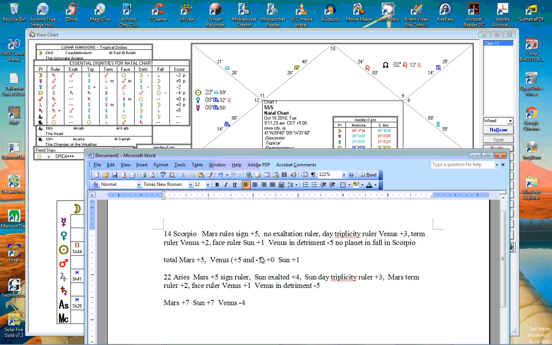Venus is interesting because she's got multiple dignities and debilities. So she's +3 for triplicity, +2 for term, so it's +5, and then in detriment -5, so she's overall 0. Okay, and the Sun is +1. So comparing all these scores, Mars has the highest and is +5. So you can see that's how you come up with an almuten for the degree.